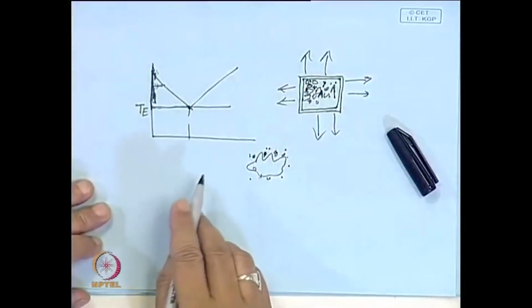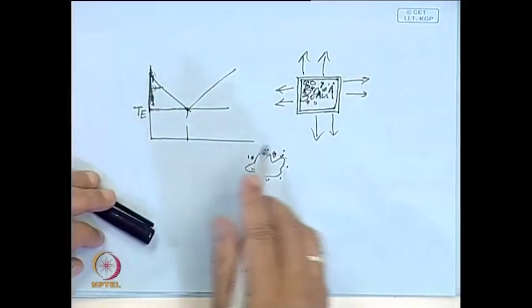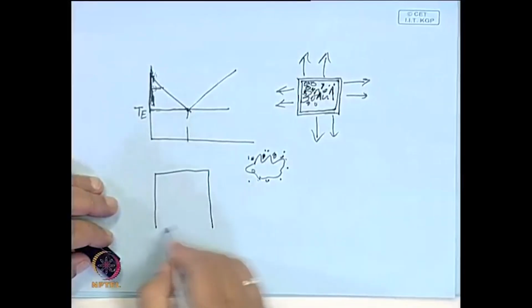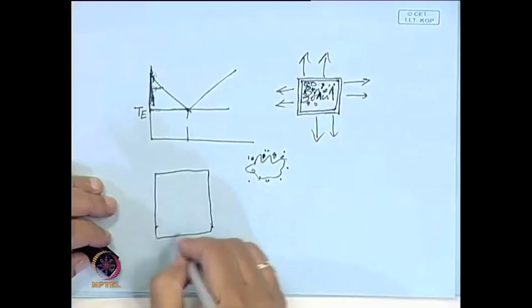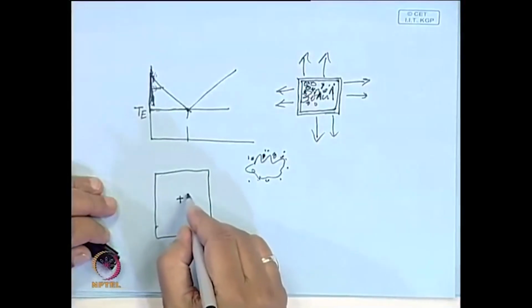And this is a type of segregation. The solute elements also do get segregated, and the amount of segregation will be more towards the center of the mold. If you go from the mold wall, here it will be purer material, and the solute concentration in the center portion will be more.